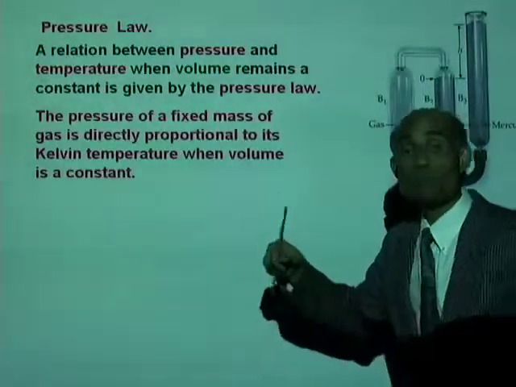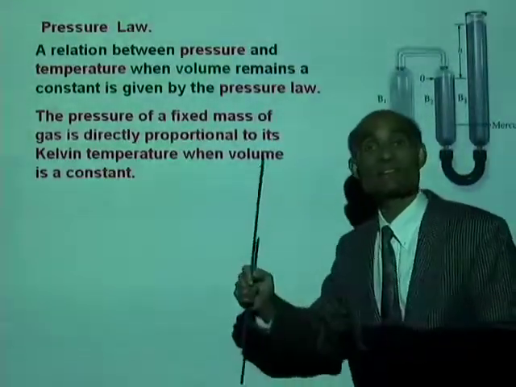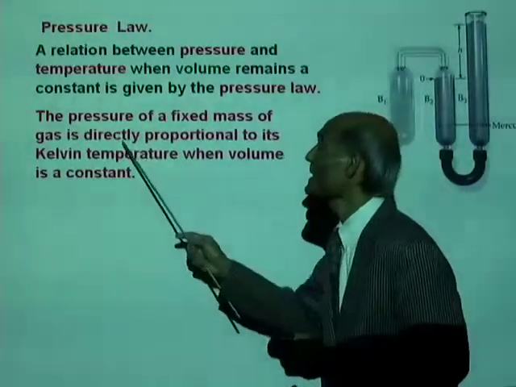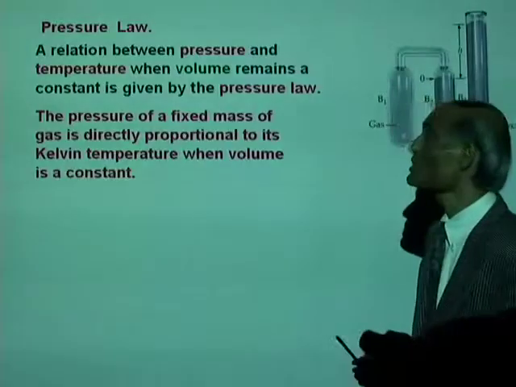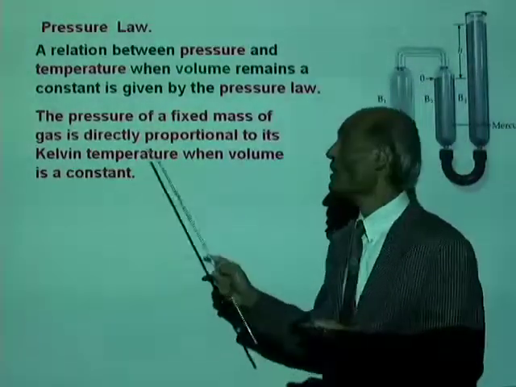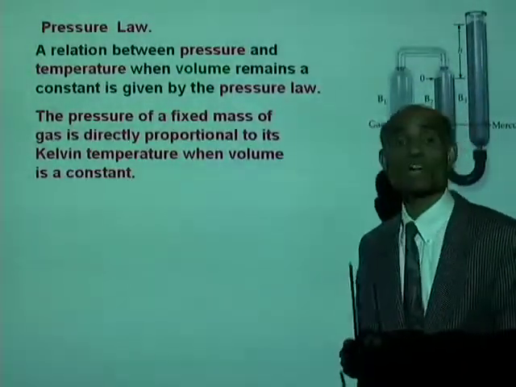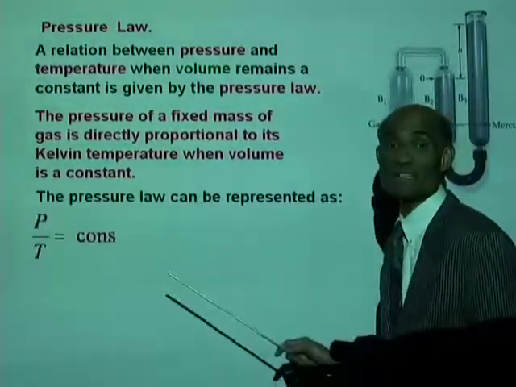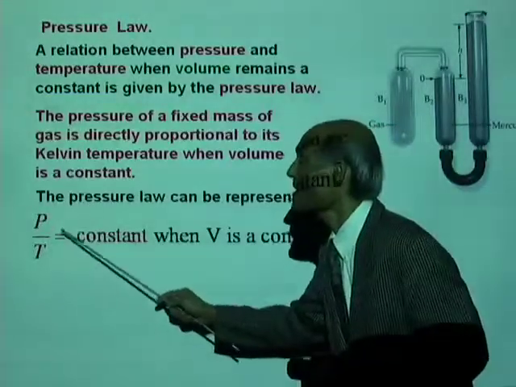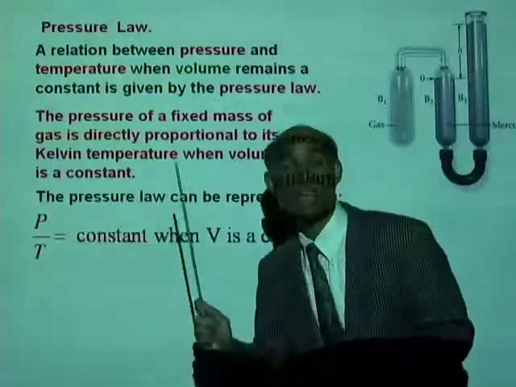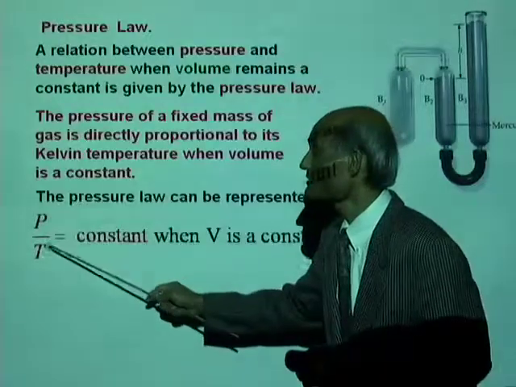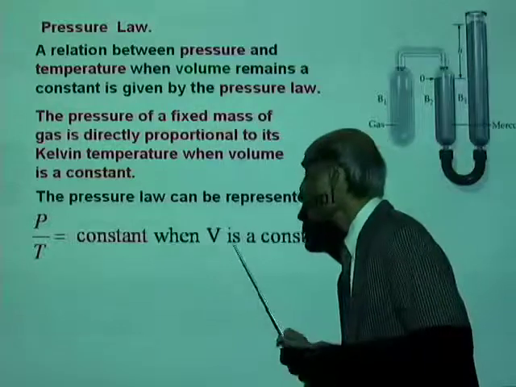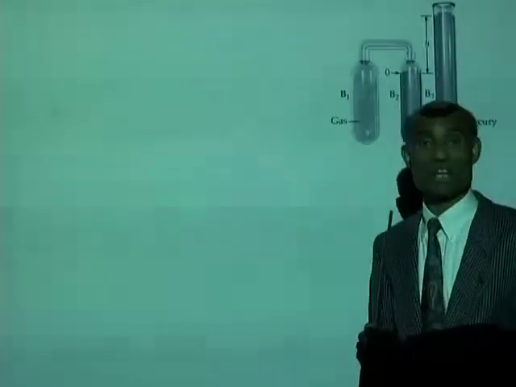And then you can make a plot of pressure against temperature. The pressure of a fixed mass of gas is directly proportional to its Kelvin temperature when the volume is a constant. This is the pressure law. And we can write it as P divided by T. Remember, the temperature is the Kelvin temperature. Pressure divided by the Kelvin temperature is a constant when the volume V is a constant.